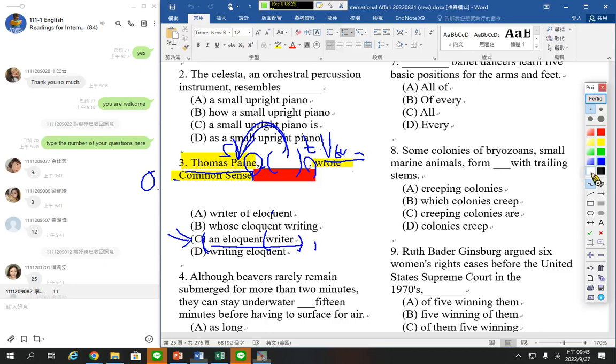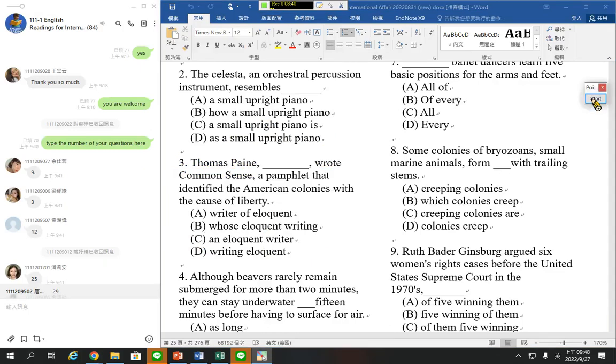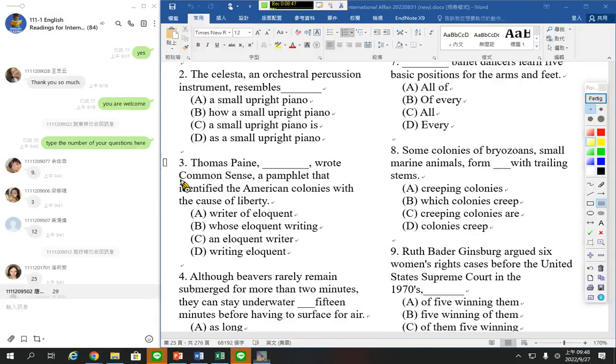So basically we can take this away. The core structure for the sentence is Thomas Paine wrote Common Sense. That's it. Okay, let me enlarge all of this. Get back to all of this. And you can see from here, although we have a very long sentence, Thomas Paine, comma, an eloquent writer, comma, wrote Common Sense, a pamphlet that identified the American colonies with the cause of liberty.